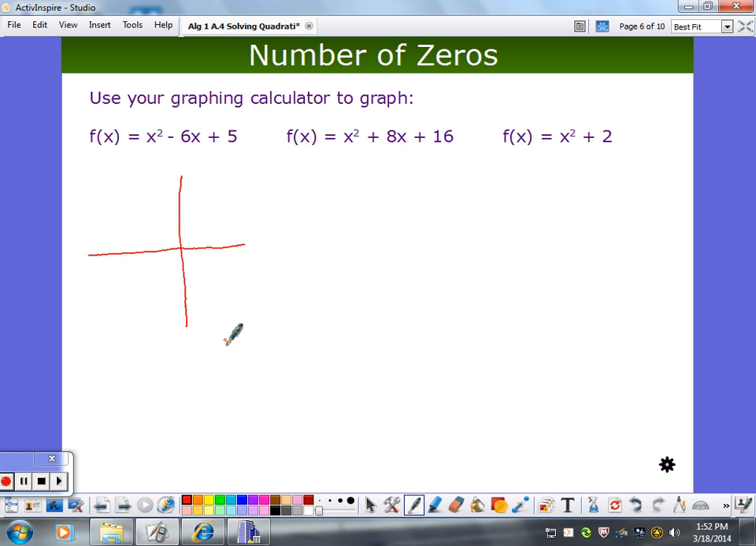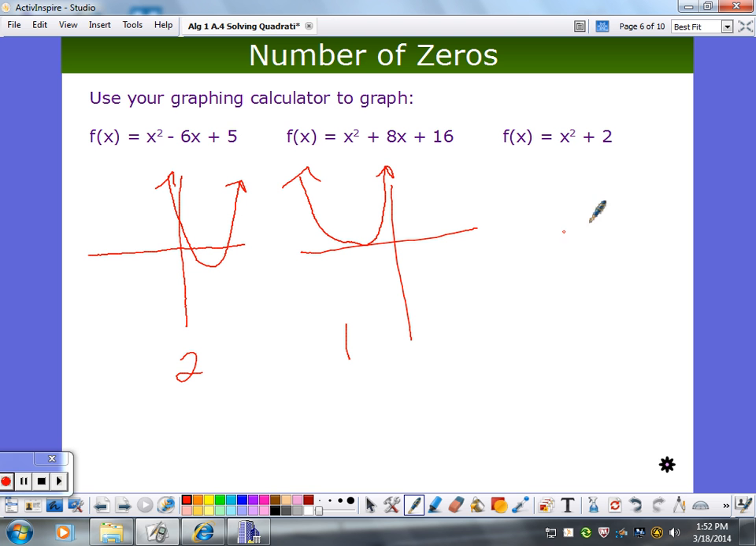Where do you want them here? I'm on the top of page 2. This thing looks a little bit like this. So how many zeros does this have? 2. This one looks a little bit like this and has 1 zero. This one is x squared bumped up 2, so it looks like that. None. These are the only possibilities. You can have 2 zeros, 1 zero, or none.